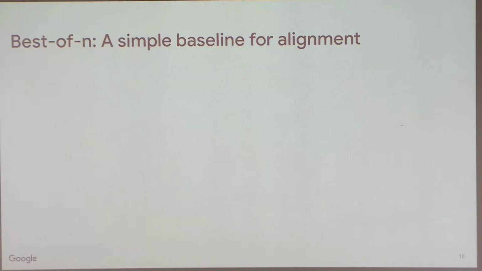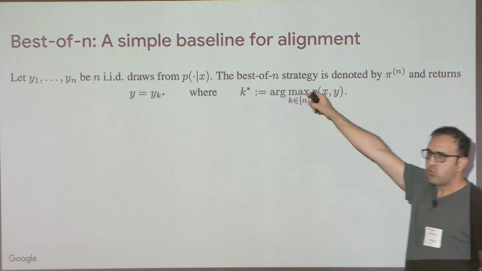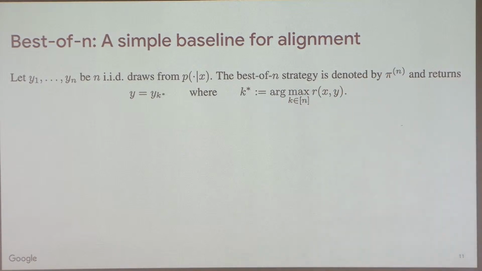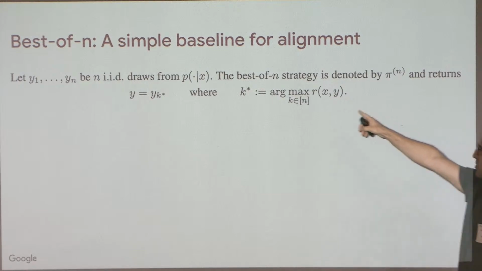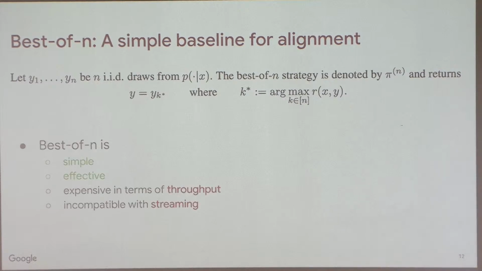Okay, so let's start with a very simple baseline for alignment. It's called best of n. So what is best of n? I'm going to use my language model P. I'm going to draw n responses IID from the language model. And then I'm going to rank them based on the reward, pick the best one, and serve that to the user. So implicitly, I'm defining a new distribution pi_n from which I'm sampling, and that's going to be the best-of-n distribution.